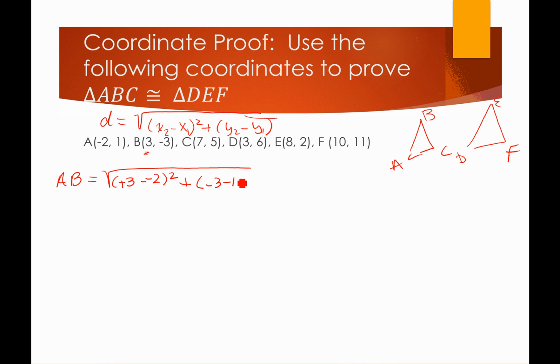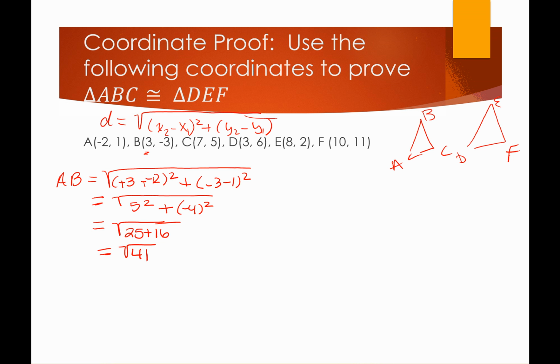Negative 3 minus 1 squared. So that's going to give me the square root, minus a negative is a positive. So 5 squared plus negative 4 squared, which will be 25 plus 16, which is going to be, and you guys know me, 41, the square root of 41. And you don't need to simplify it any further because we're going to match up the sides, right?